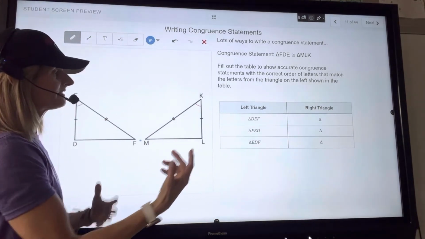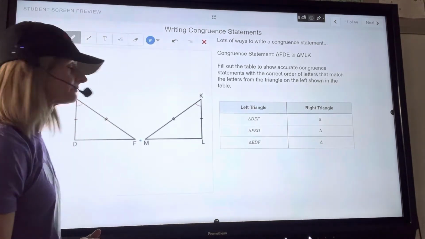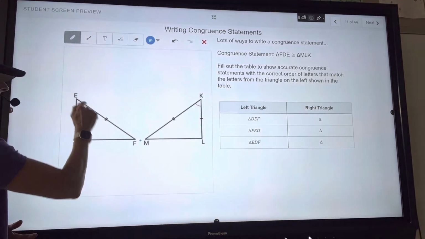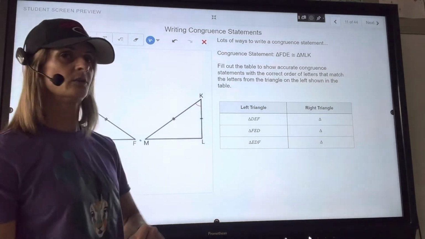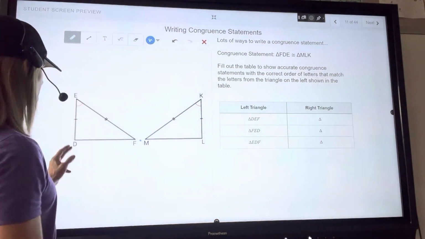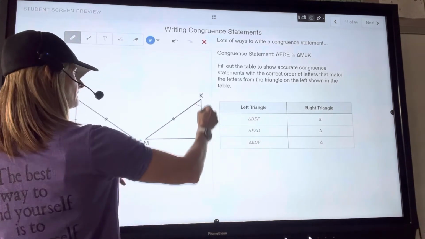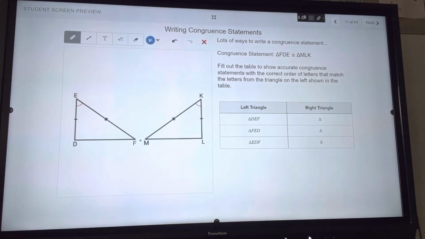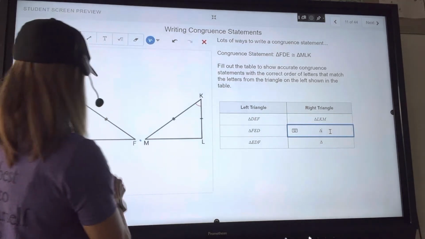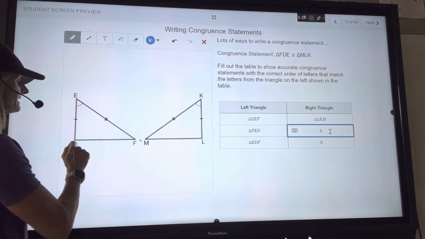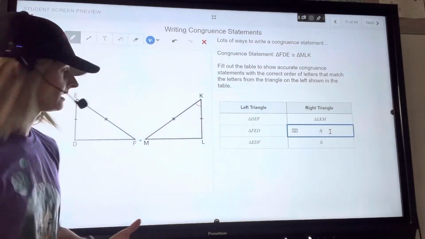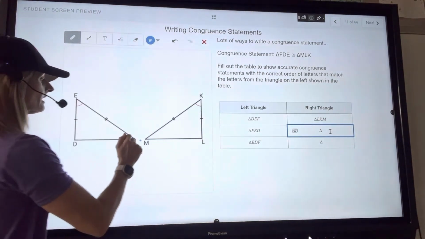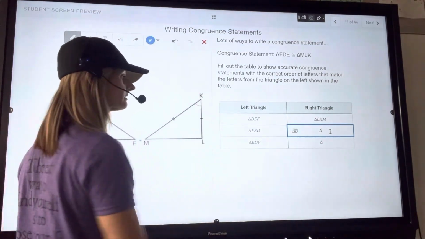But let's say they want to name the left triangle DEF. How are we going to name the other triangle? We have to name it in the same order. So DEF, LKM. The second triangle has to be LKM. Are you with me? Let's say they named the first triangle a different way. They named it FED. Perfectly fine. But then we have to name the second one MKL.